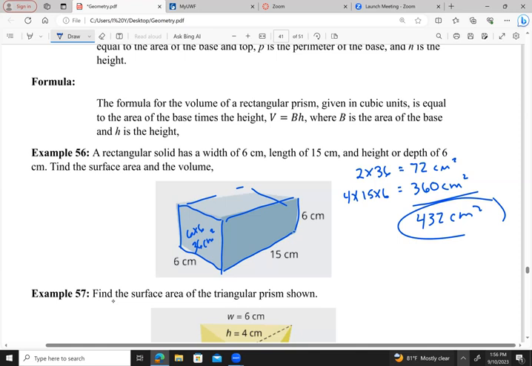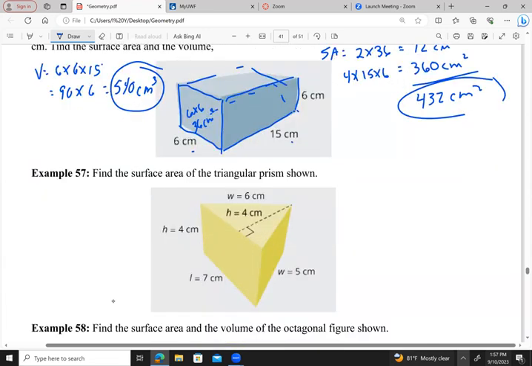Now the volume, well, the volume is simply 6 times 6 times 15. Or the area of the base, which depends on what we call the base. We call this bottom one the base, it's 6 times 15, which is 90, times 6, which would be 540 cubic centimeters. This is surface area.